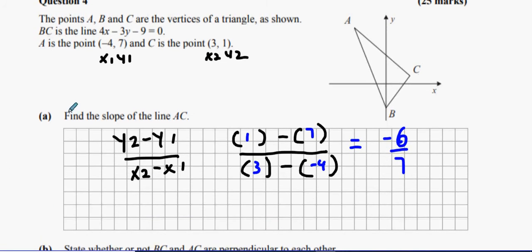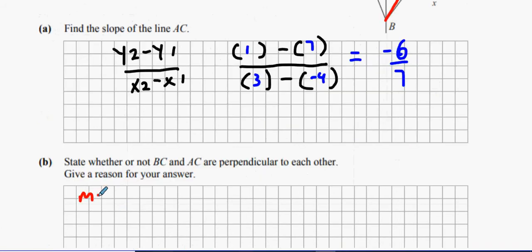Now, the next deal is, this is the line AC, so we have the slope of the blue line. Then it gives us the formula of the red line. It wants us to check if the red line is perpendicular to the blue line. There is a formula for this. It's called M1 multiplied by M2 equals minus 1. It's not in your table, so you need to know this one, okay? When you multiply both slopes by each other and you get minus 1, it means they're perpendicular to each other.